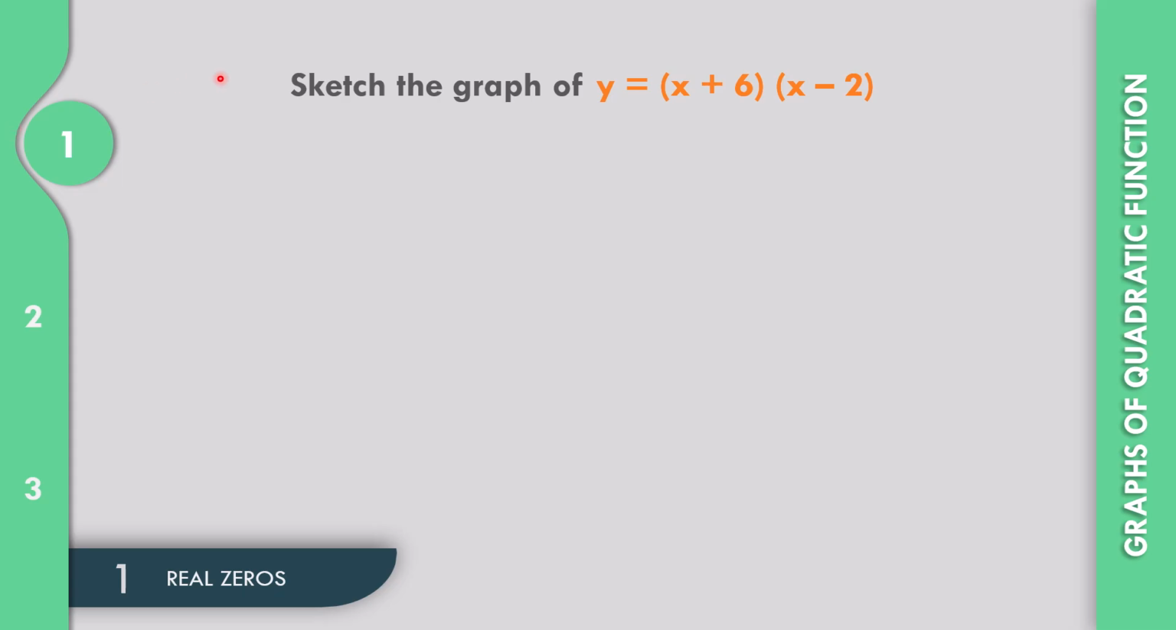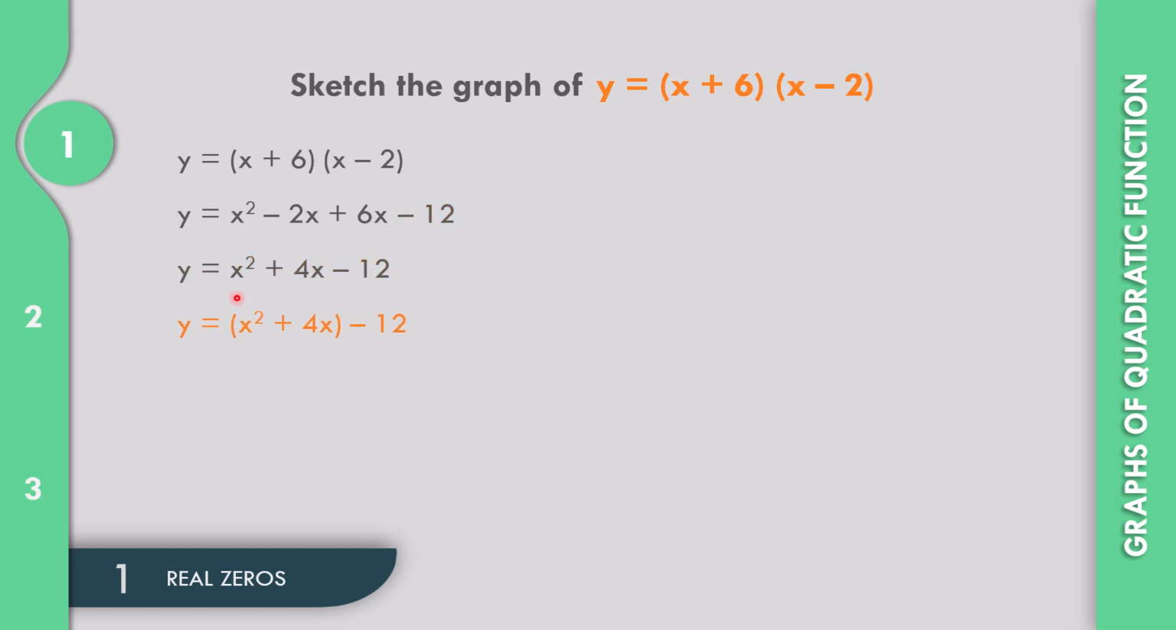Let us sketch the graph of y equals the quantity x plus 6 times x minus 2. First, we need to distribute: x times x is x squared, x times negative 2 is negative 2x, 6 times x is positive 6x, 6 times negative 2 is negative 12. Afterwards, let us combine negative 2x plus 6x. Copy y, copy x squared, and then negative 2 plus 6 is positive 4x, and then negative 12. So, let us see what could be the value.